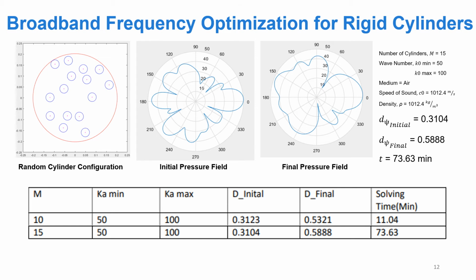As you can see, the final pressure field is not different from the initial pressure field. This is because the diffusion coefficient for the initial random scatterer configuration was about 0.31, and the final diffusion coefficient is 0.5888. So there is not much of a difference here. This is because of the computing strength which we had in our computers.